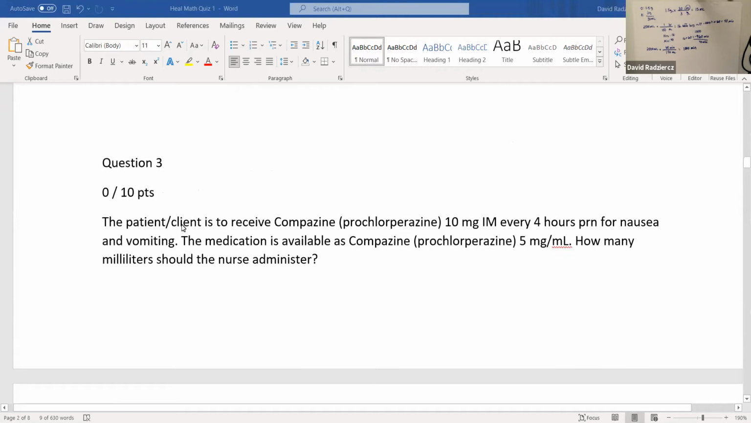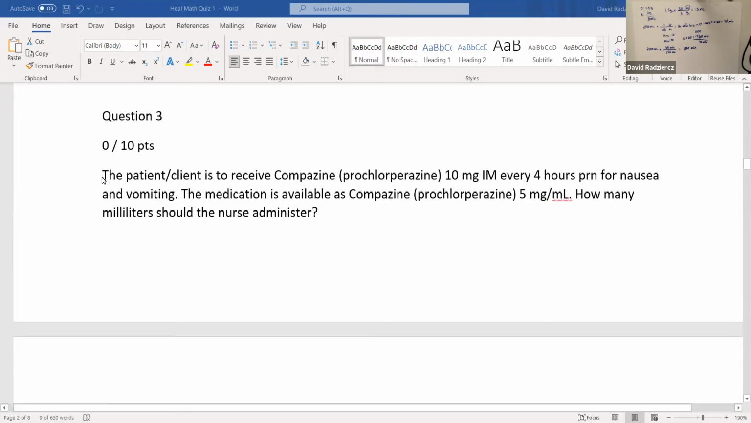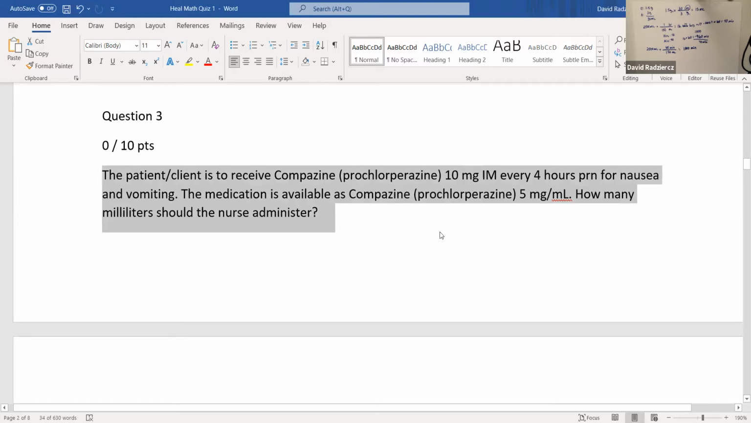All right, so let's work on this problem. The patient client is to receive Compazine or prochlorperazine, 10 milligrams intramuscular every 4 hours as needed for nausea and vomiting. The medication is available as Compazine or prochlorperazine, 5 milligrams per milliliter. How many milliliters should the nurse administer?